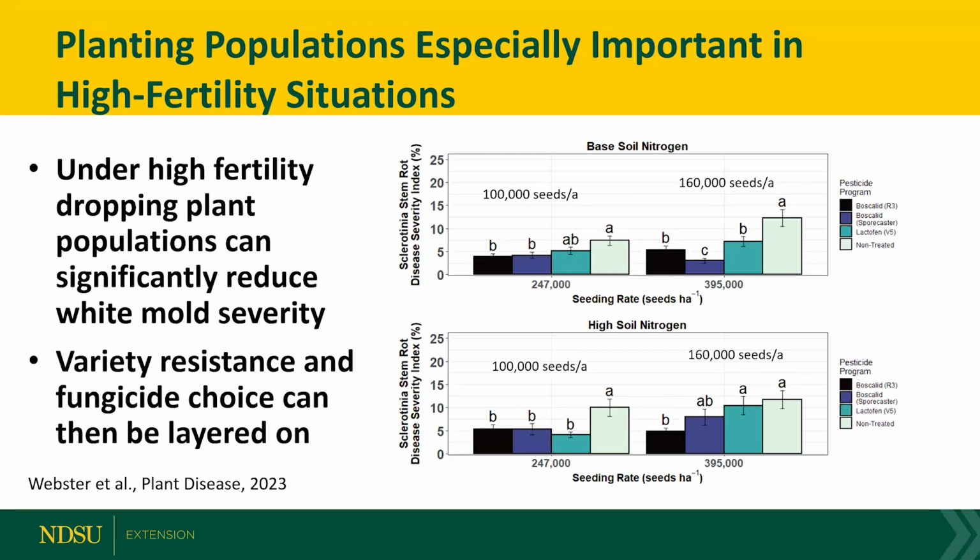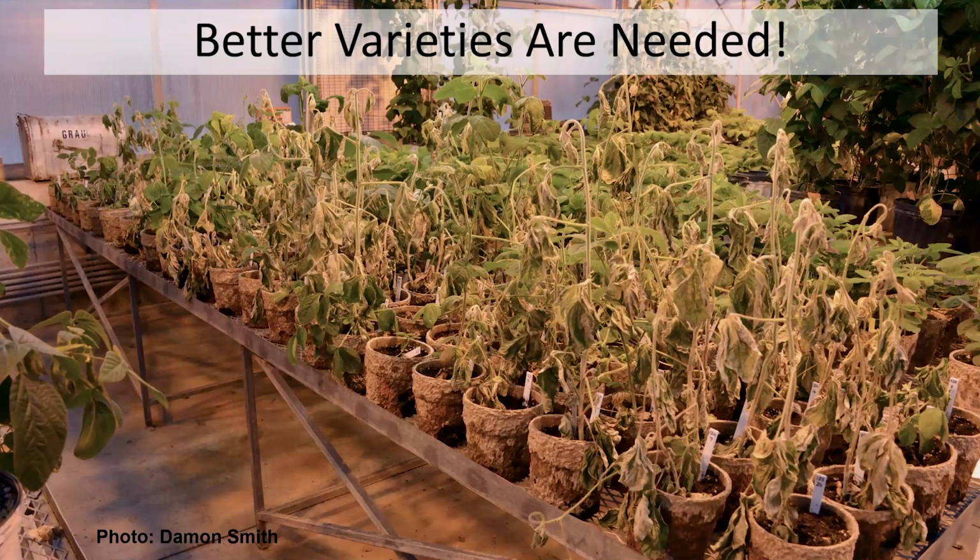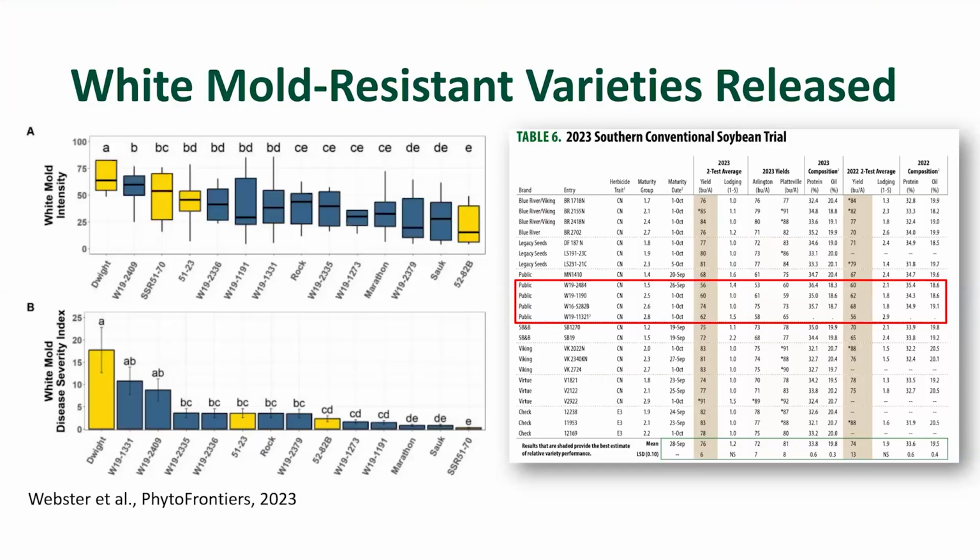Now, the next thing that we need to talk about is going to be variety resistance. Genetic resistance is a very important tool when thinking about white mold management, and one of the difficult parts is that there are not many options available. We did a large greenhouse study screening many different commercial varieties, and the majority of those varieties were not able to stand up against sclerotinia. That's the bad news, but the good news is that we do have some options available to us and more are coming out.